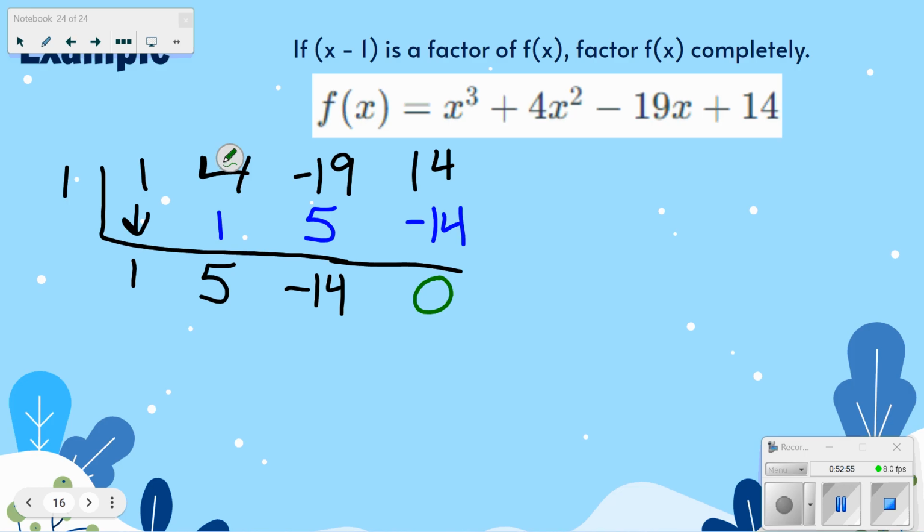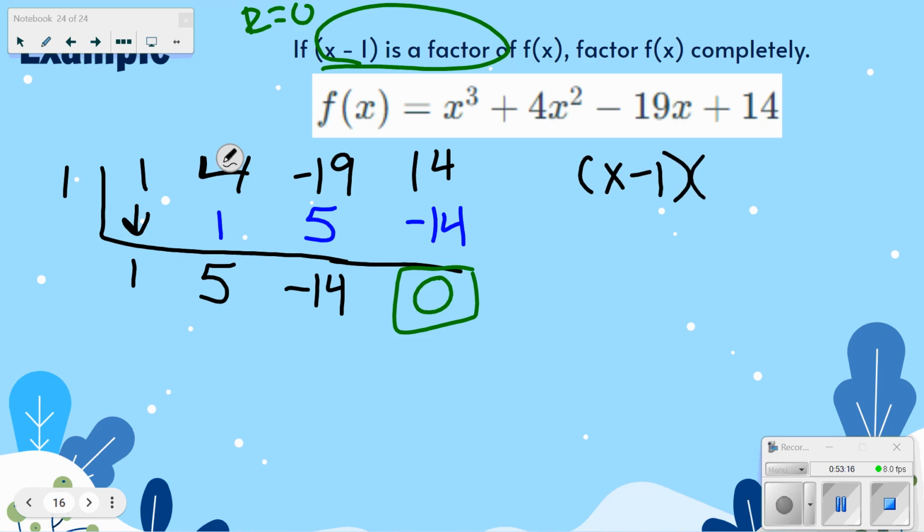I got a remainder of 0. Why did our problem tell us we have to get a remainder of 0? Yes, this is a factor, so your remainder has to equal 0. If not, you gotta check your work. So, if I got this, basically what do I know about this f of x function? I know x minus 1 times what gave that back to me.